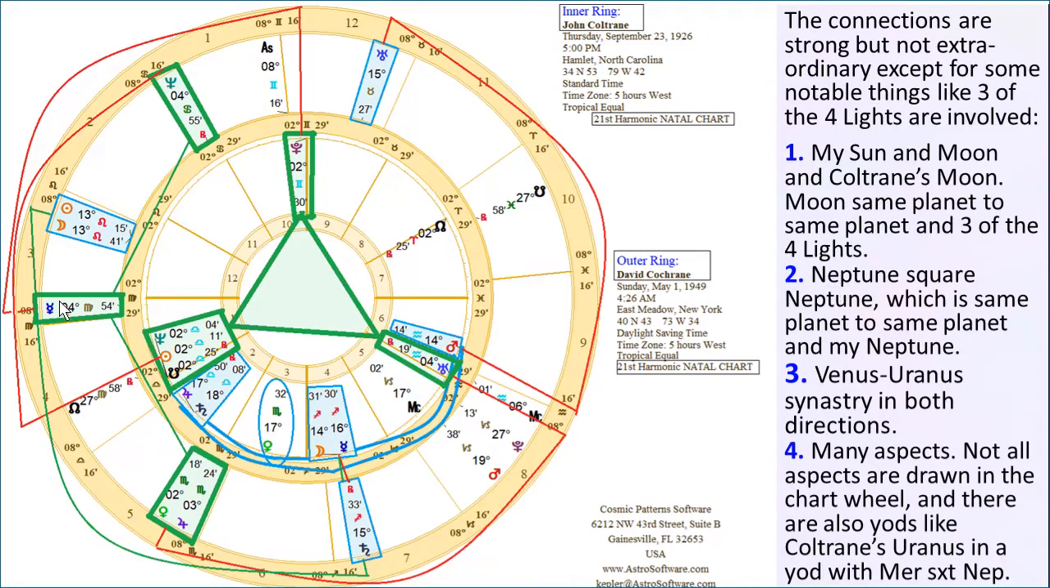We have Neptune square Neptune. My Neptune at almost 5 degrees Cancer is square his Neptune at 2 Libra, but it's weak. It's 3 degrees, so there's some connectivity here. The Venus-Uranus is in both directions. My Venus, his Venus, he's in the inner ring, to my Uranus, and his Uranus is square my Venus with a 2-degree orb, which is the kind of orb we want in compatibility.